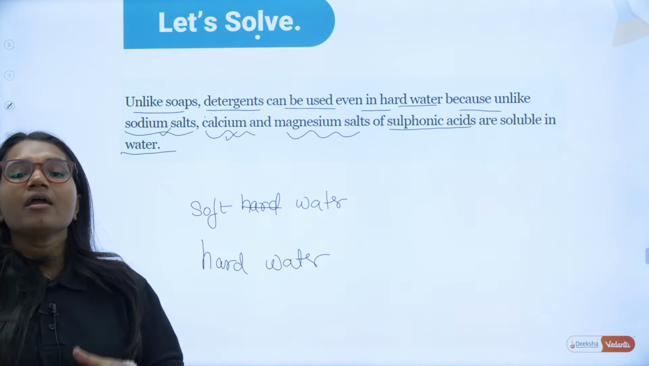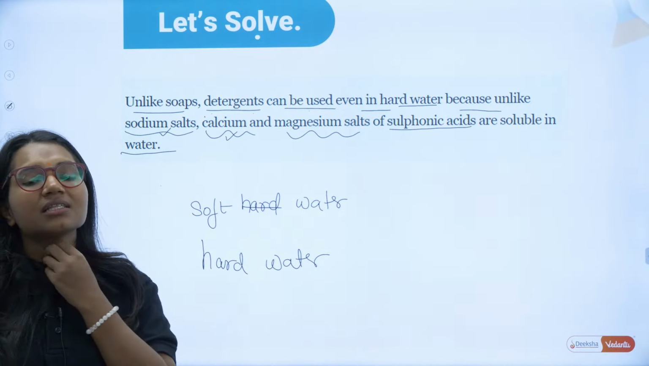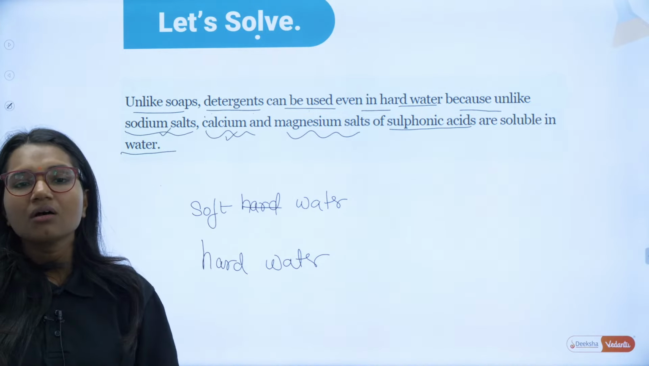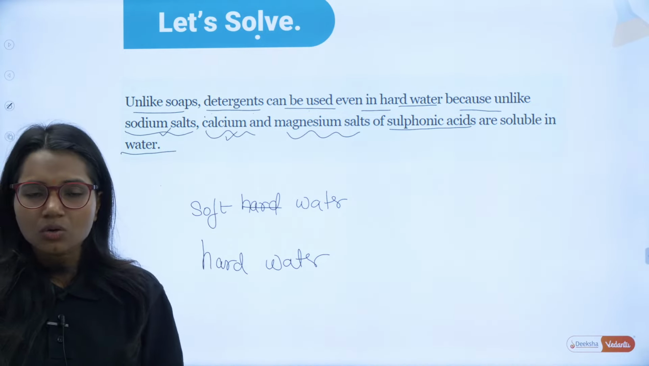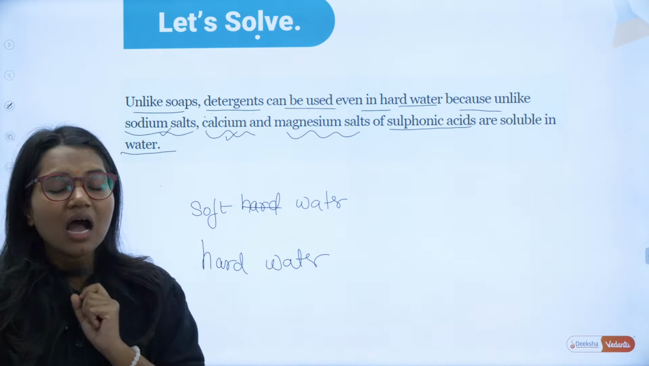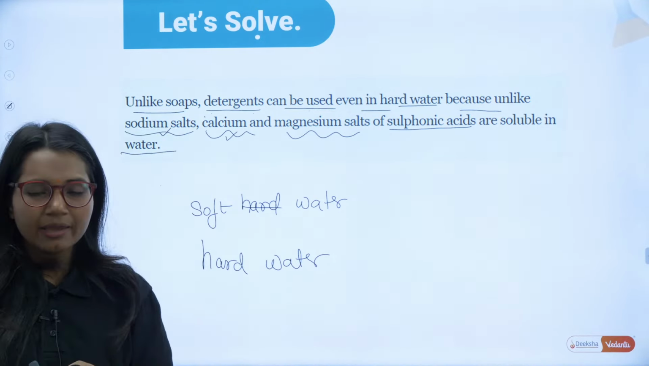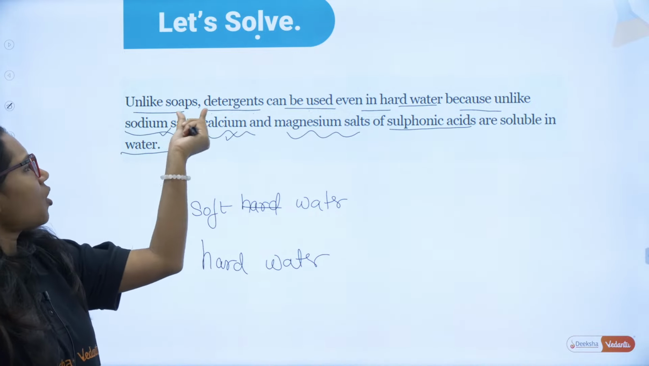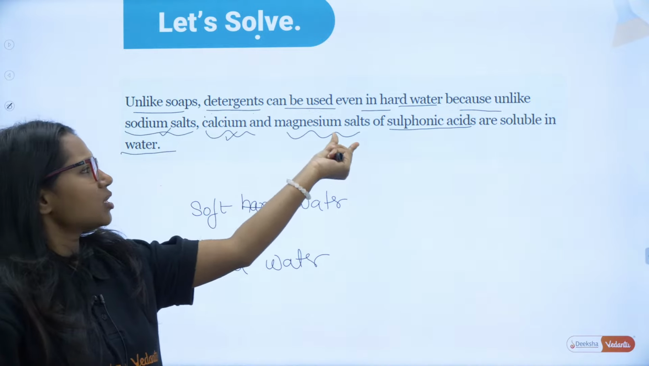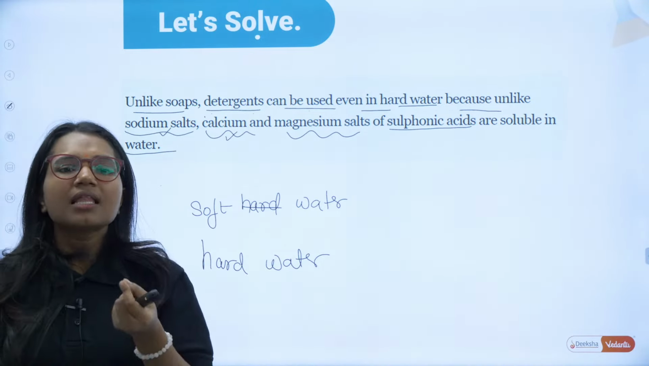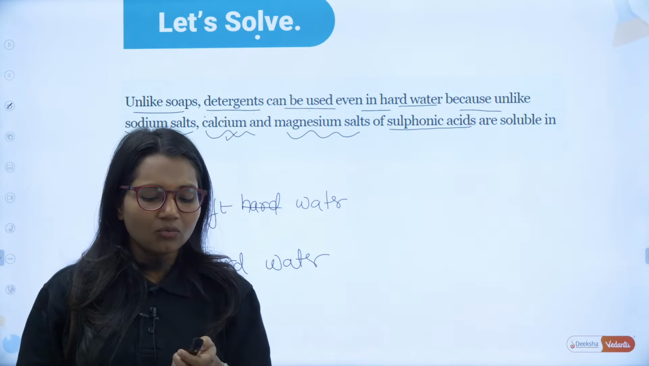So when we use detergents in hard water, these chemicals get dissolved in water and help to wash the clothes. That's why we use detergents in hard water. Just mention these words: sodium, calcium and magnesium salts of sulfonic acid are soluble in water. This is the reason that we use detergents in hard water.